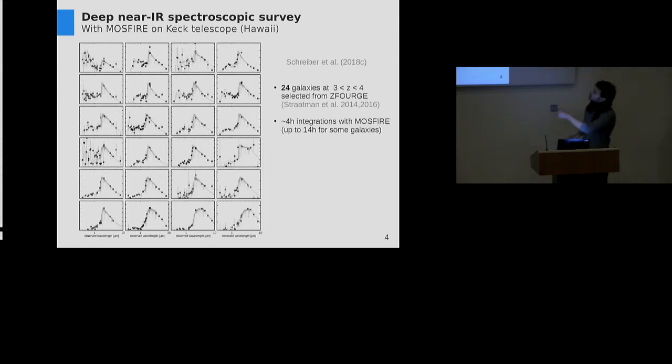And so here I show you the SEDs of all those galaxies, and you can see this very clear Balmer break showing up pretty much in all the cases. So they would be typically what you call the post-starburst galaxies with signs of A-star populations. And we followed them up with MOSFIRE with about 4 hours of integration to be able to see those rest frame optical absorption lines in the spectra.